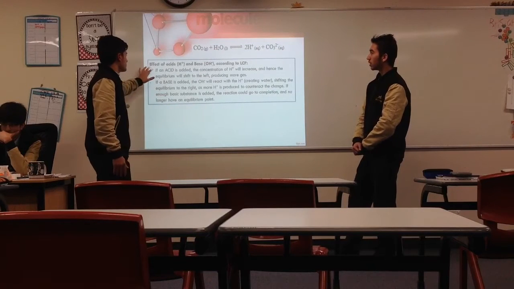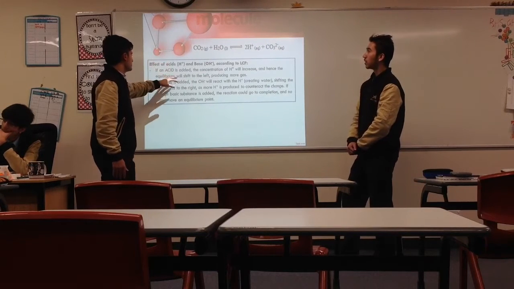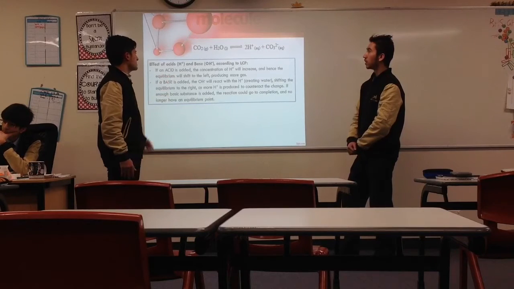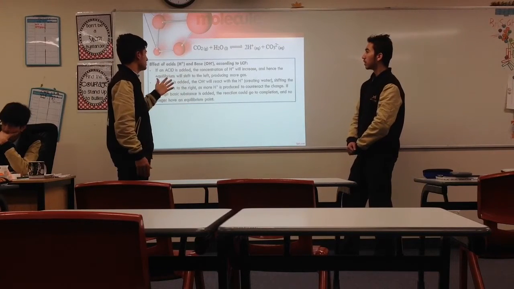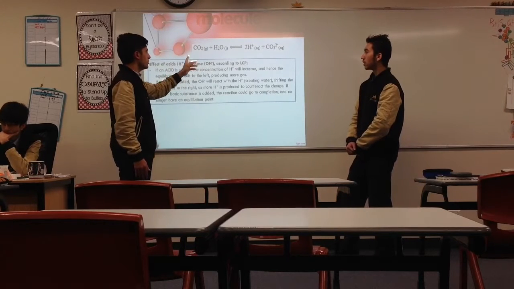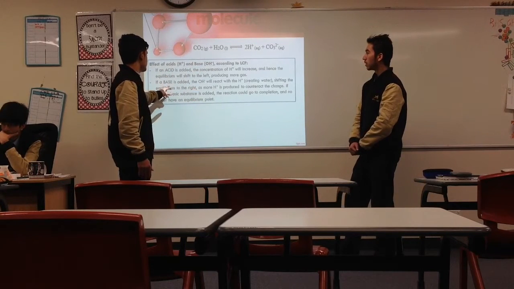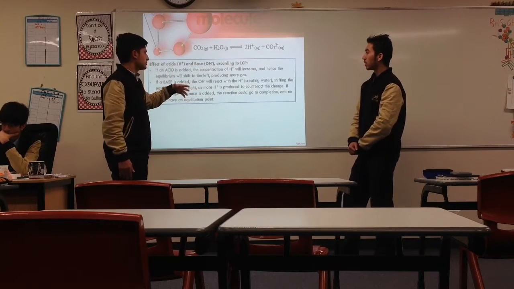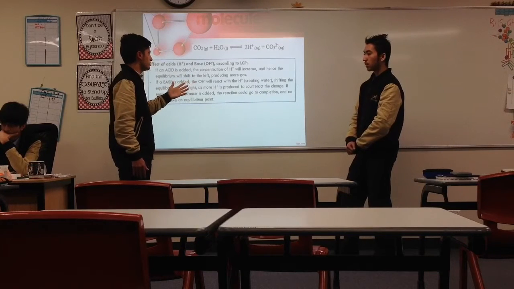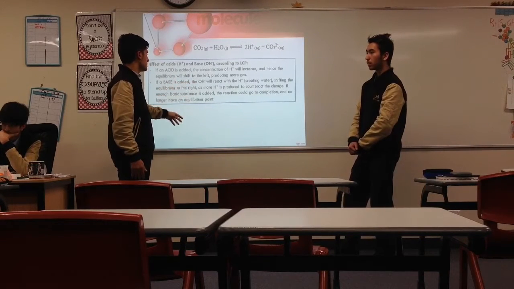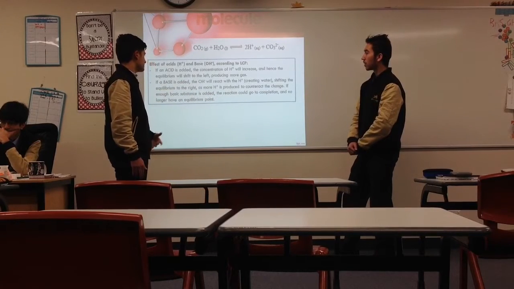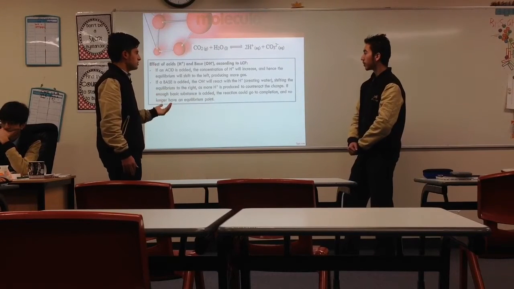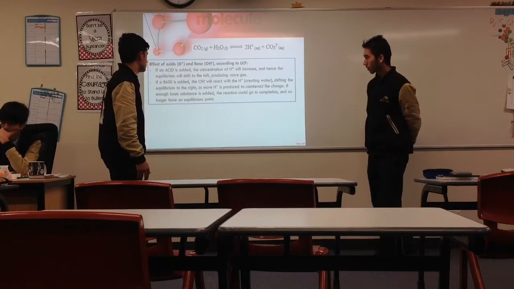Finally, the effects of acids on this system. Basically, according to LCP, if an acid is added, the concentration of hydrogen ion will increase, and hence the equilibrium will shift to the left, so it will move away from the hydrogen ion. And if a base is added, the hydroxide ions will react with hydrogen ions, creating water, shifting the equilibrium to the right, as more hydrogen ions are produced to counteract the change. If enough basic substance is added, the reaction could eventually go to completion and no longer have an equilibrium point.